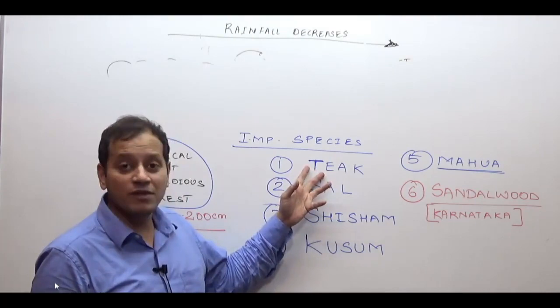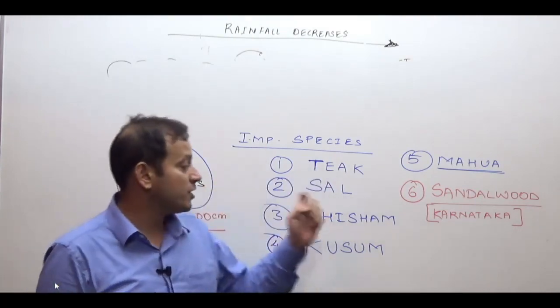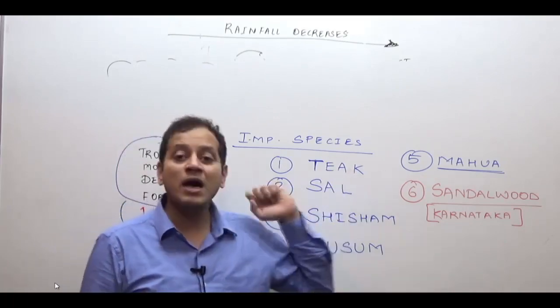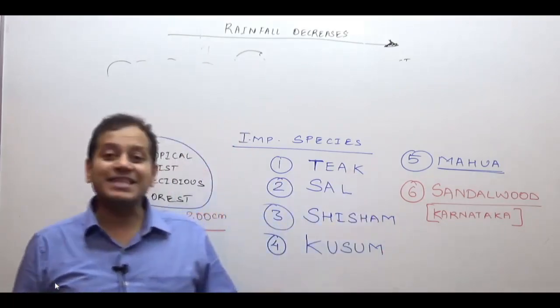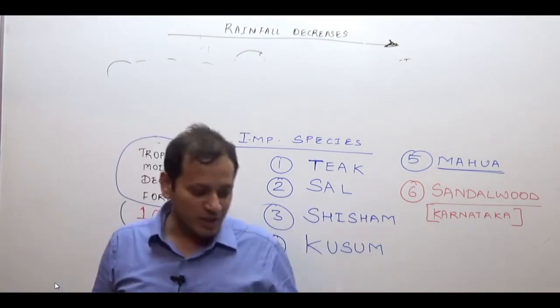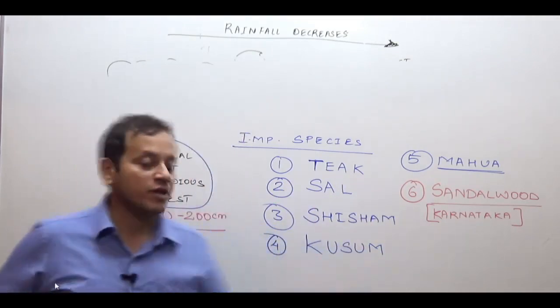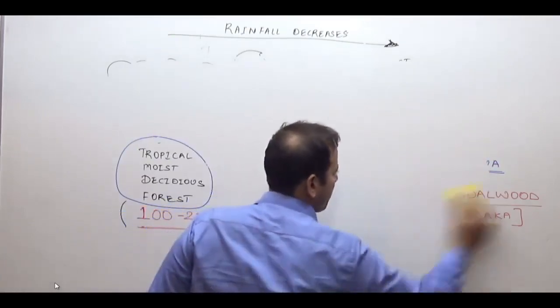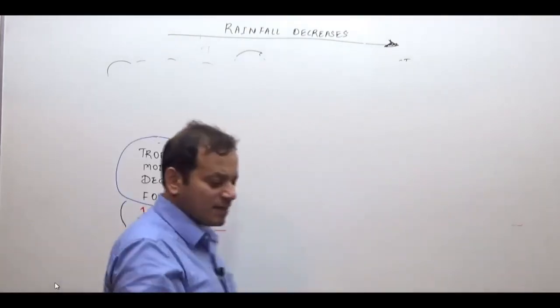It is the species of tropical moist deciduous forest. Shisham, sal, moist deciduous. Kusum, moist deciduous. Mahua, moist deciduous. And sandalwood, peninsular plateau region of the moist deciduous forest. Now again, let me repeat the areas. Let us see the areas in the map.